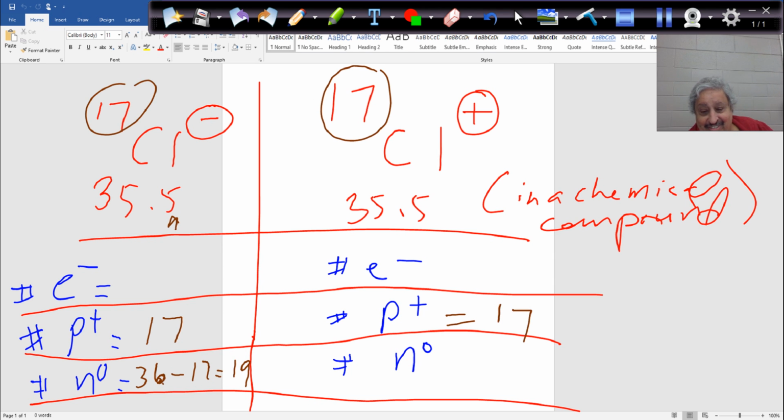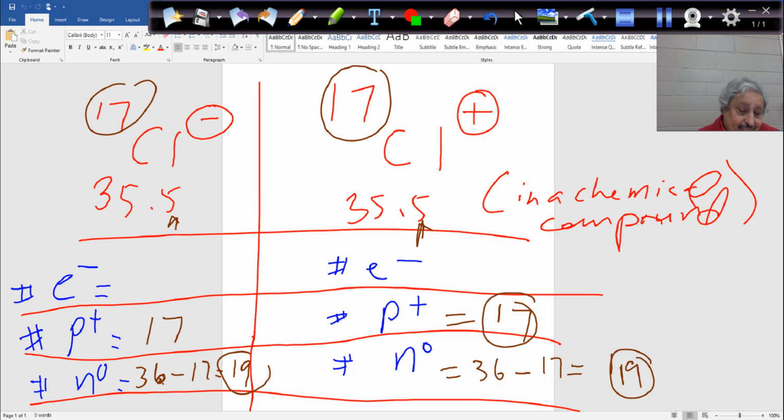17 does not change. Number of neutrons? 5. 36 minus 17. As you can see from these results here, the nucleus has nothing to do with charges. Are you following me here? Whatever the particles inside the nucleus, they have nothing to do with charges, positive or negative, on the element itself, correct?